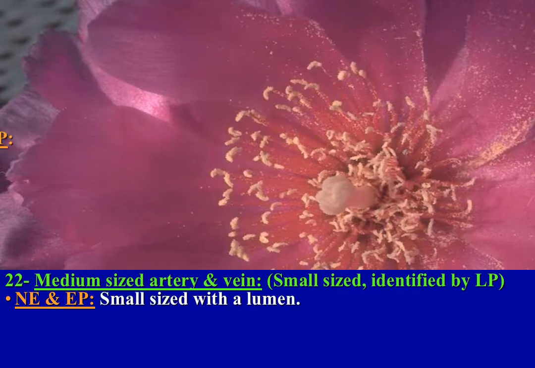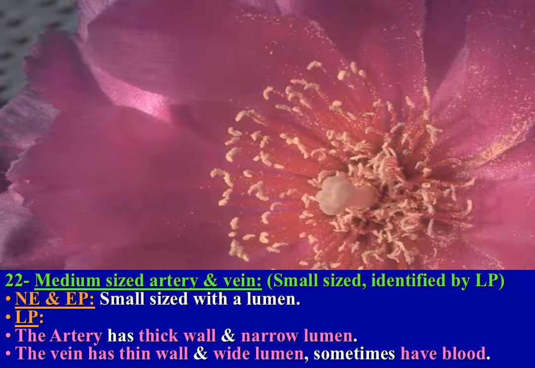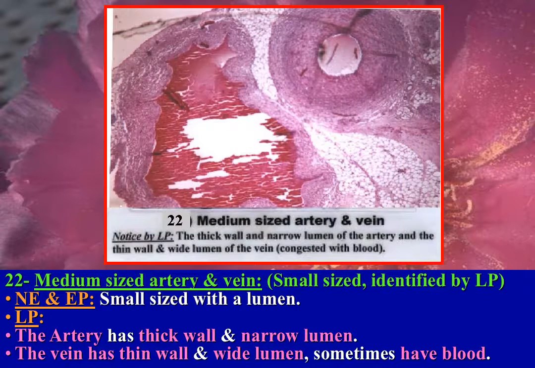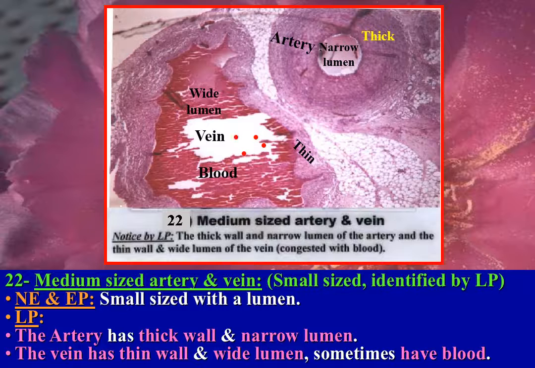Medium-sized artery and vein. By naked eye and eyepiece, it is a small tissue having a lumen. By low power, the artery is characterized by a thick wall and narrow lumen, while the vein is characterized by a thin wall and wide lumen, and sometimes it may contain blood.